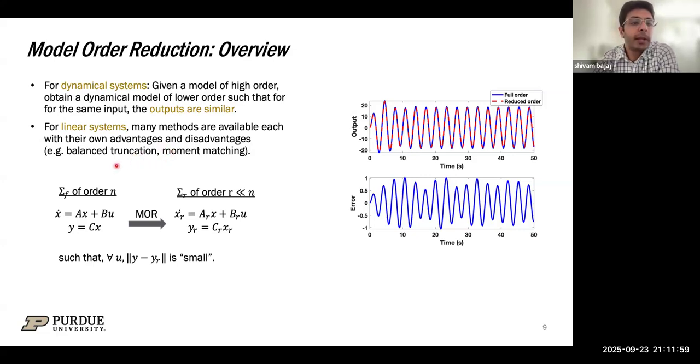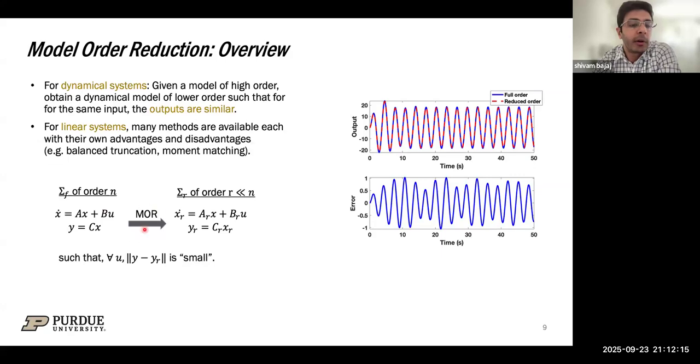Now, to make this definition or this process of model order reduction a little bit more formal, I'm introducing a little bit of math here. I have a system sigma F of order n, and the system sigma F is characterized by matrices A, B, C.